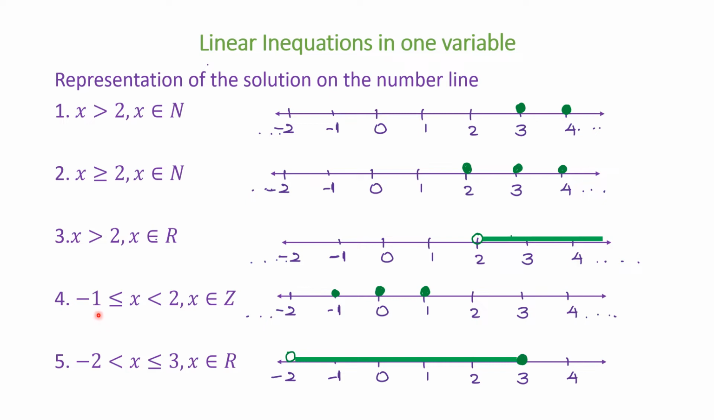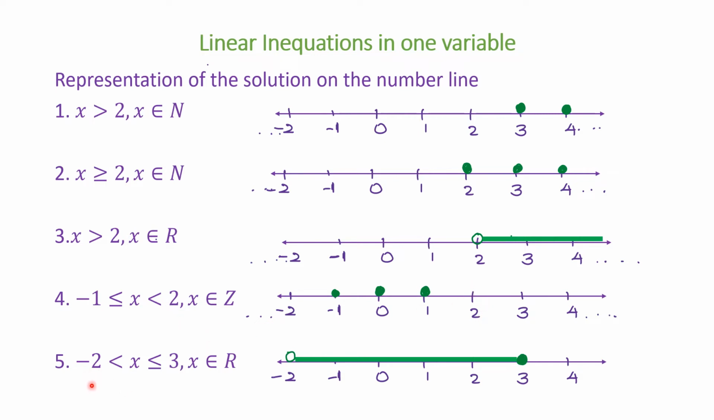When the solution set is minus 1 is less than or equal to x is less than 2, x belonging to Z, again integers, there are no integers between two integers. Therefore, your values are going to be minus 1, 0 and 1. Because it is less than or equal to, your minus 1 is included in the solution. 0 is included, 1 is included, but because it is x is less than 2, only less than and there is no equal to sign over here, you will not include 2 in the solution set.